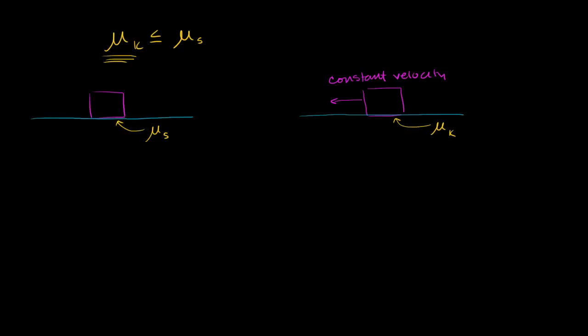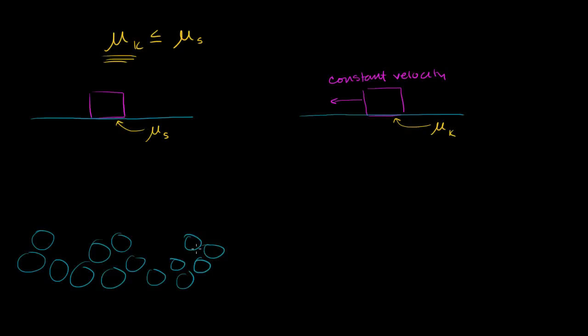So what I'm going to do is zoom into the atomic level. And when you zoom into the atomic level, almost nothing is completely smooth. So this surface over here might look something like this. So I'm going to draw the molecules that make up the surface, to the best of my ability. When you zoom up really close, the surface might look something like this.